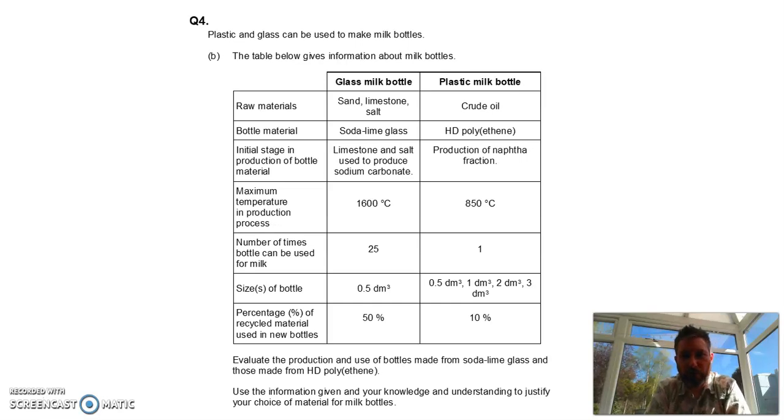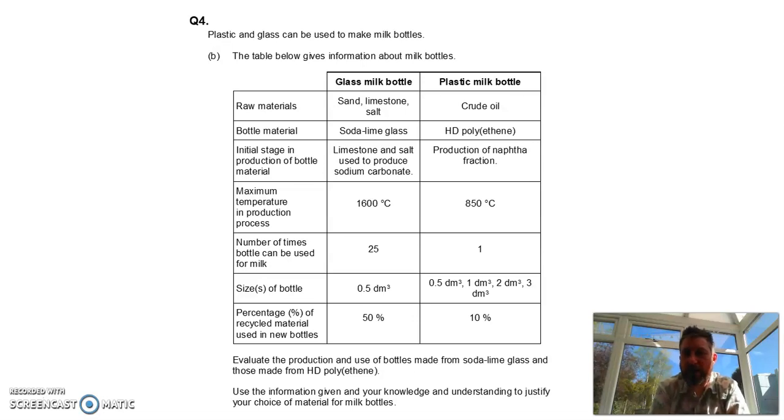Right, question 4. Another life cycle assessment. A ruck of information here, so it's a 6 marker. Again, the key thing here is evaluate, so you must decide one or the other. It says use the information given and your knowledge and understanding to justify your choice.